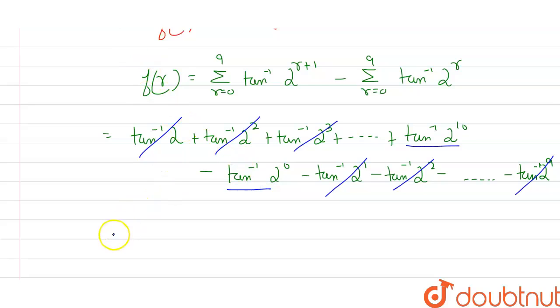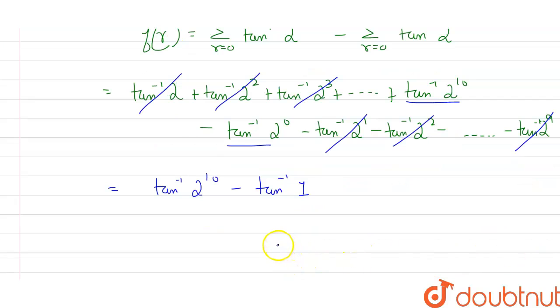So after this I can write that this will become tan inverse of 2 to the power 10 minus tan inverse of 2 to the power 0. Also, I can write 2 to the power 0 as 1 clearly. Now moving further, I can expand this using the identity of tan inverse A minus tan inverse B, which we already used before: tan inverse A minus tan inverse B equals tan inverse of A minus B divided by 1 plus AB.